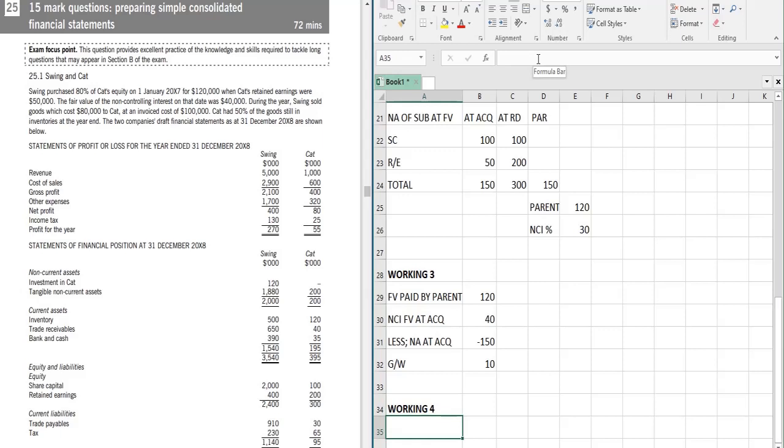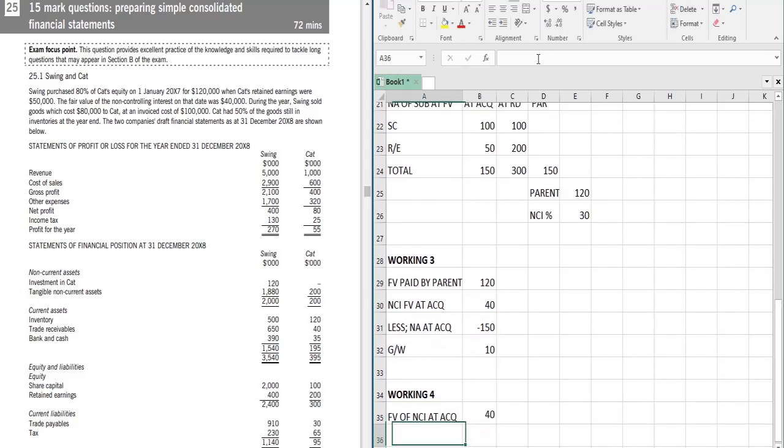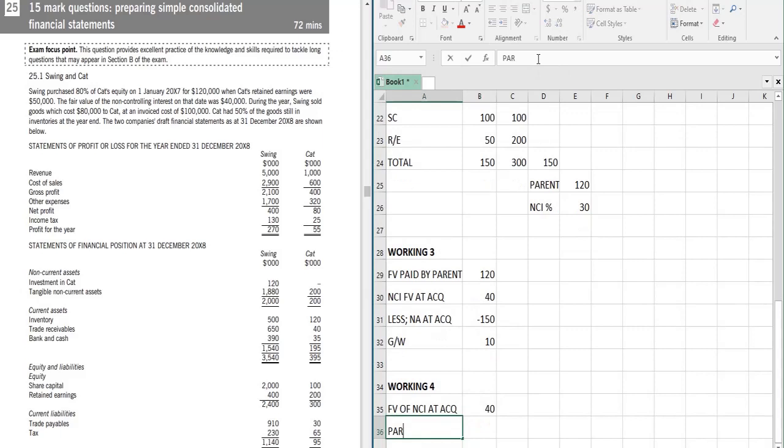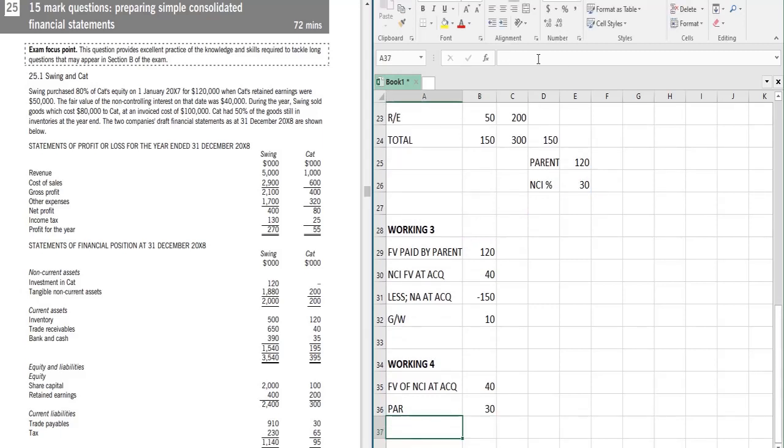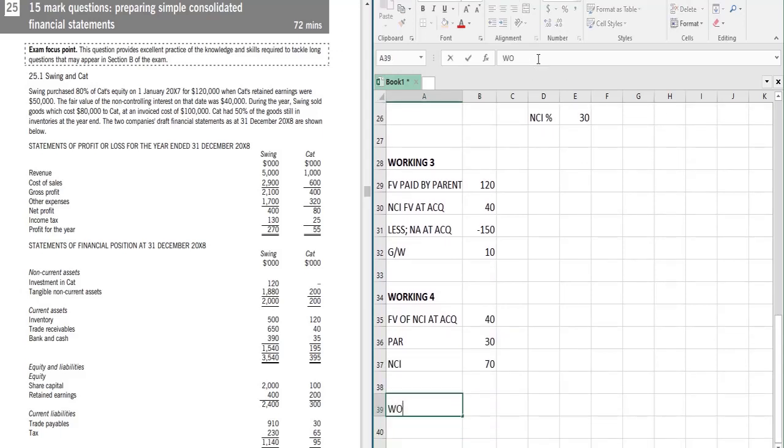Working 4 is for NCI, fair value of NCI at acquisition, right, which is given in the questions. So NCI percentage of post acquisition reserve we have calculated in the working 2 here. So total NCI equals this plus this. Now we will calculate working 5.